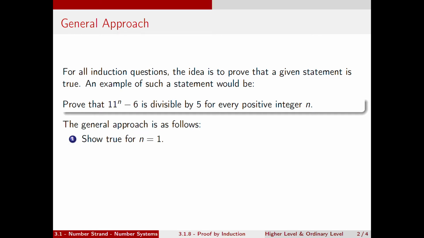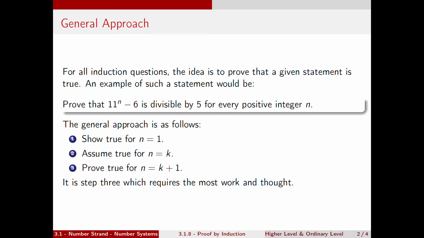The general approach to tackle something like this would be as follows. We would initially start with the base case, where we show that this is true for n equals 1. To do this, we would substitute for n as 1 and find that 11 minus 6 is divisible by 5. The next step is to assume it is true for n equals k. The third step is to prove that it is true for n equals k plus 1.